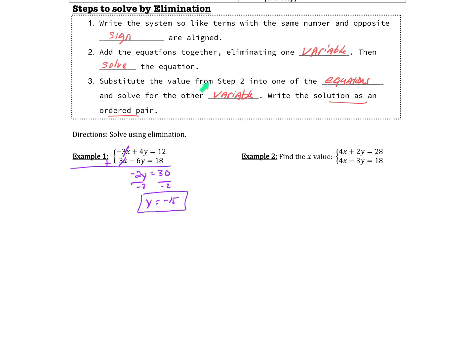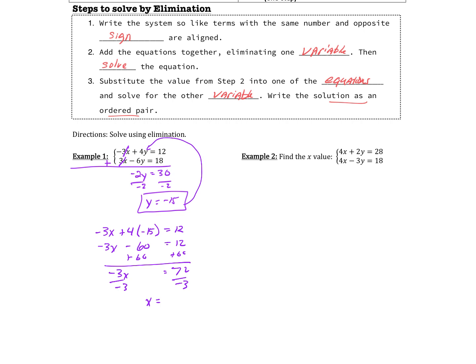Okay, now substitute the value you got from step 2, so y of negative 15, into one of the equations. All right, well, I'm going to put it into the top one. So I've got a negative 3x plus 4 times negative 15 is equal to 12. So I've got negative 3x minus 60 is equal to 12, right? Add 60, add 60. So negative 3x is equal to 72. Divide by negative 3, divide by negative 3. So then x is going to be a negative 24.